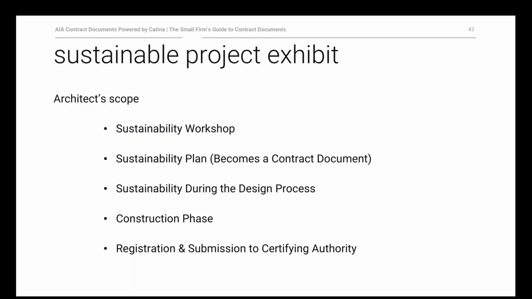The architect incorporates the necessary elements of sustainability into the design during the design process. The architect may also be tasked with overseeing certain elements of the construction process to make sure that items that are necessary to achieve the sustainable objective are actually being incorporated into the construction. And by default, the architect has the primary point of contact with the certifying authority.